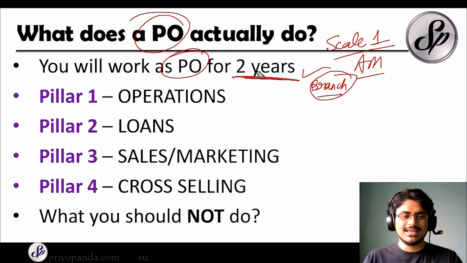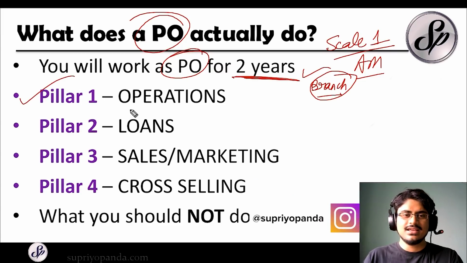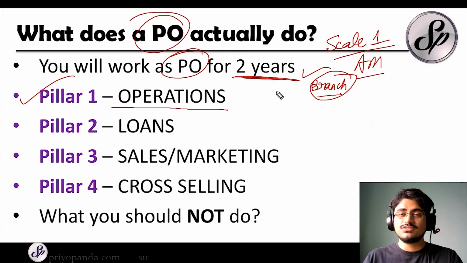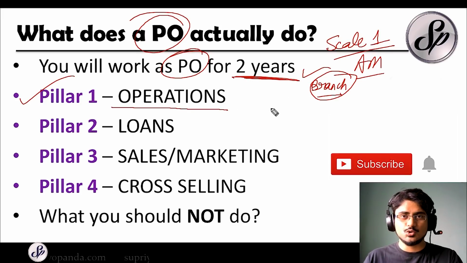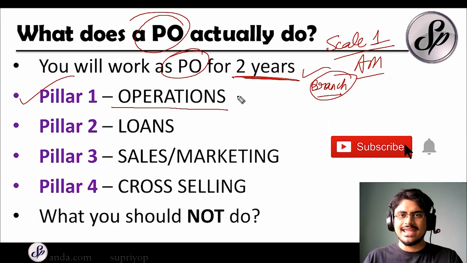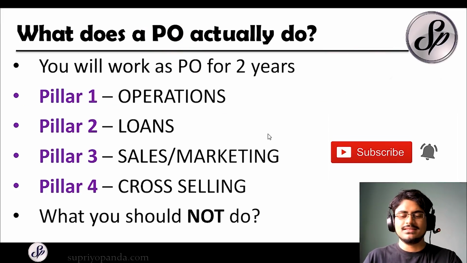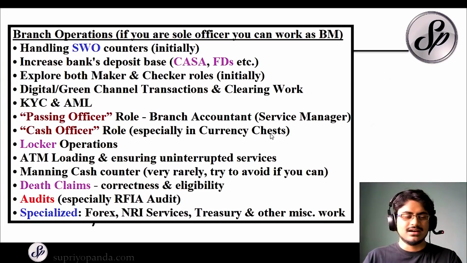So let us begin with all the pillars first. Now if you are thinking about your job profile, there are 4 pillars essentially. So the first pillar that you have is your operations. Your branch operations are one of the most important things that you have to do, and I would say that 80 to 90% of you are going to start off with this operations part. So what are you supposed to do in the branch operations? So let us take a look.